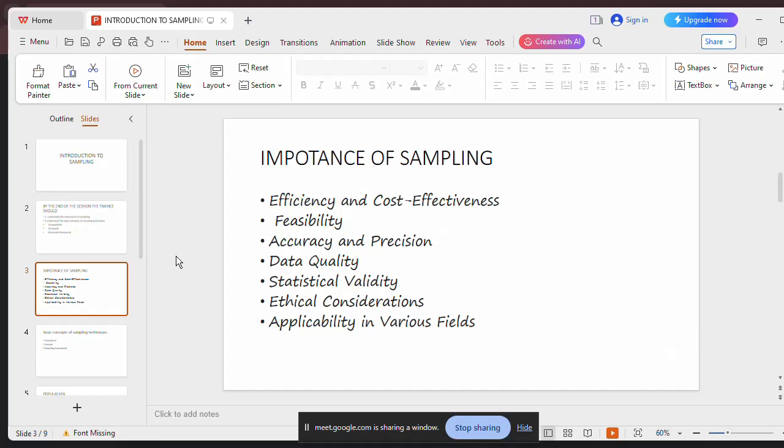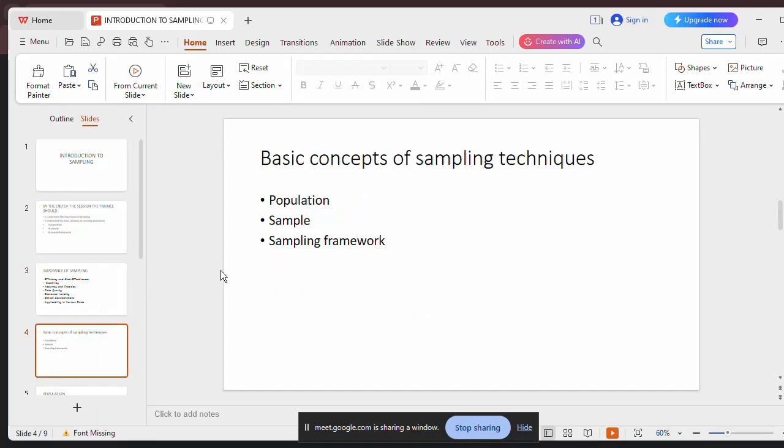Yes, the second objective of the day was to learn the basic concepts of sampling techniques. Number one is population. Yes, population. Mr. Mwai, what do you know by the word population? I think it's a common one that can be used each and every day. What do you know by the word population?